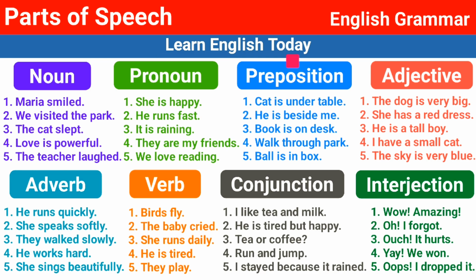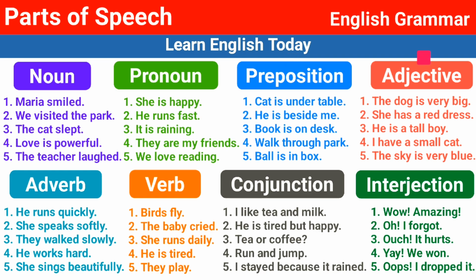Preposition. A preposition shows the relationship between a noun or pronoun and another word in the sentence. For example, cat is under table. He is beside me. Book is on desk. Walk through park. Ball is in box.